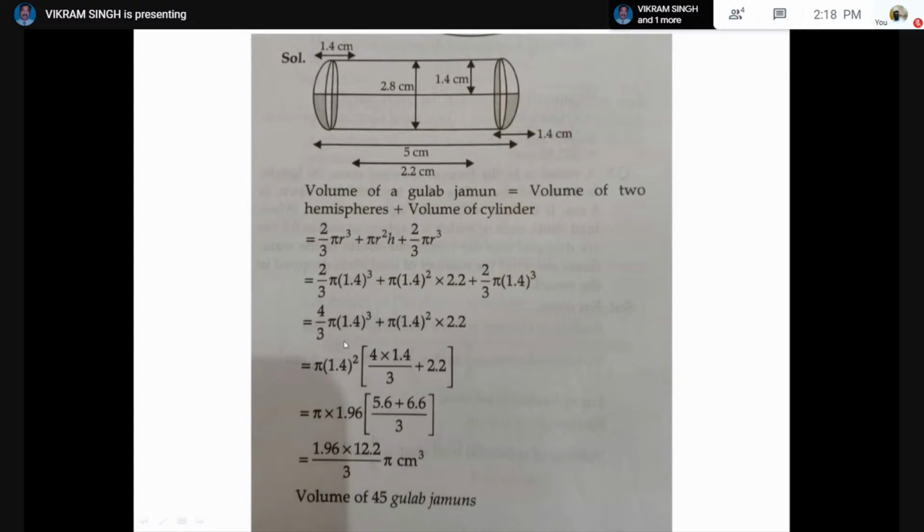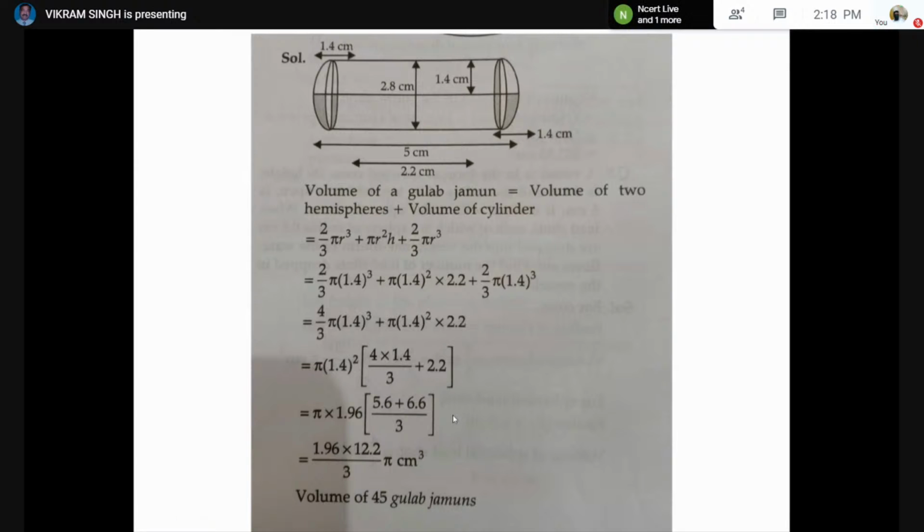After simplification, taking pi and 1.4 its whole square common, we are having inside the bracket 4 multiplied by 1.4 divided by 3 plus 2.2, and the multiplication of both quantities will be 5.6 plus 6.6 divided by 3 after taking the LCM. We are having this quantity 1.96 multiplied by 12.2 divided by 3 pi centimeter cube. Actually, this is the volume of a solid, or a gulab jamun, you can say.